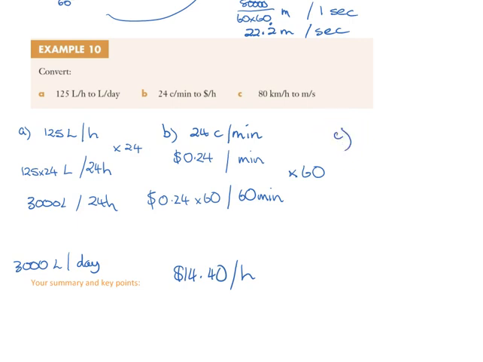C. You'll have possibly done similar questions to this. 80 kilometres per hour to metres per second. We've got to change kilometres to metres, hours to seconds. So we're converting the units for both quantities. Let's start with the first quantity and get it into its appropriate units. So again, 80 kilometres becomes 80,000 metres.